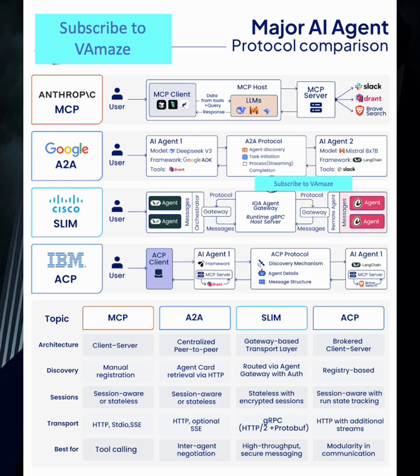Ideal use cases for SLIM: enterprise AI networks, large-scale corporate AI deployments, real-time systems, applications requiring ultra-low latency, secure communication, government and defense applications, IoT and edge computing, distributed agent networks.